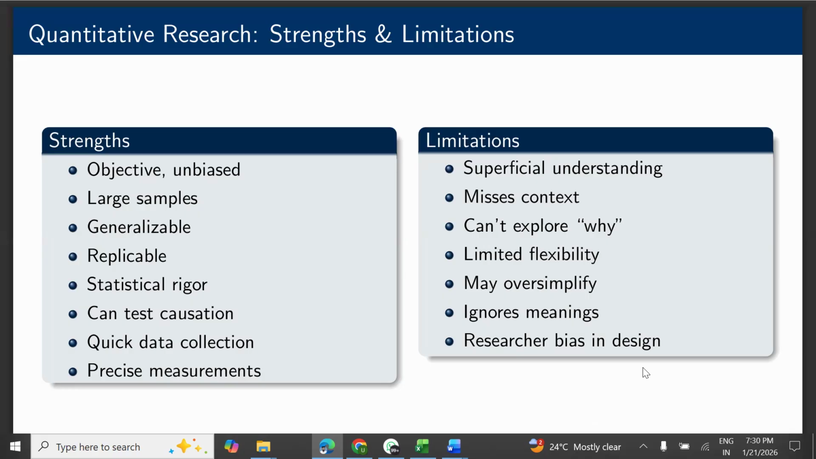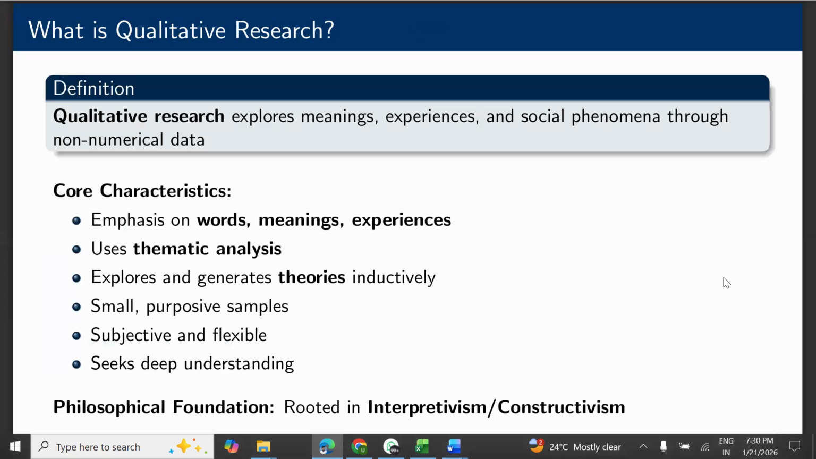Then limitations: it includes superficial understanding, it misses the context, it cannot explore why, there is limited flexibility, it may oversimplify, it ignores the meanings, and there is researcher bias in the design.